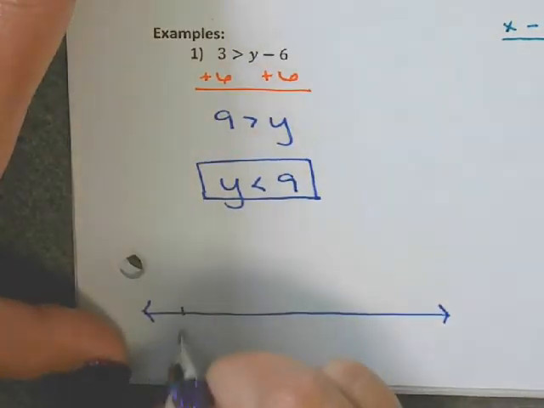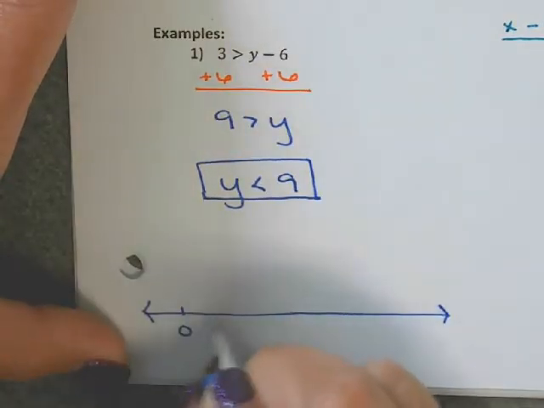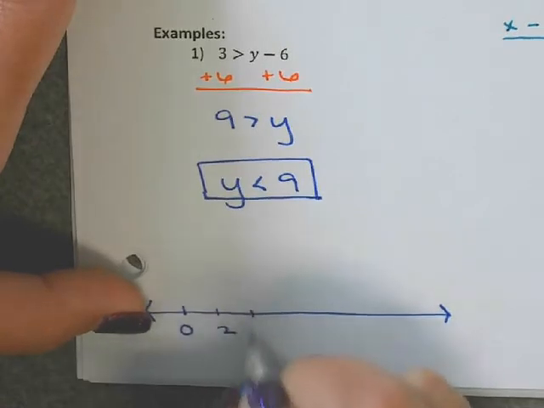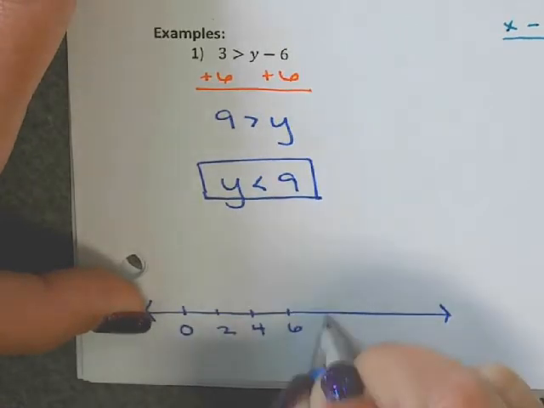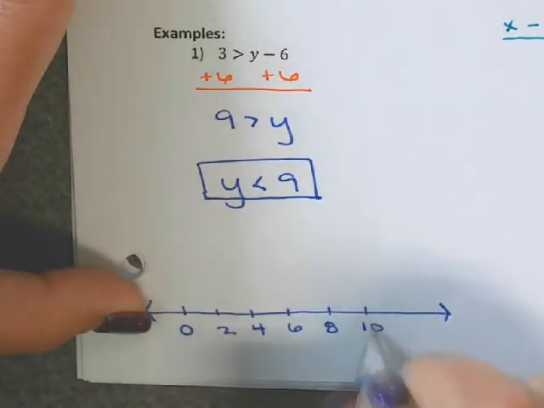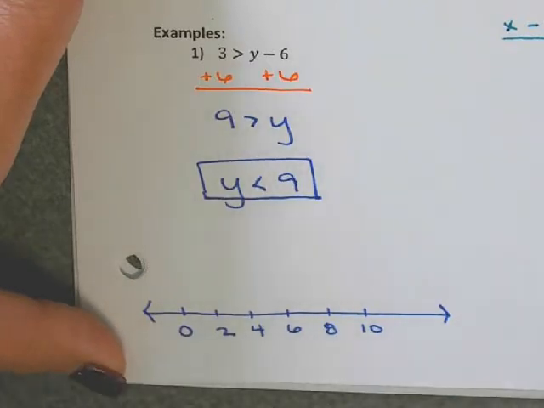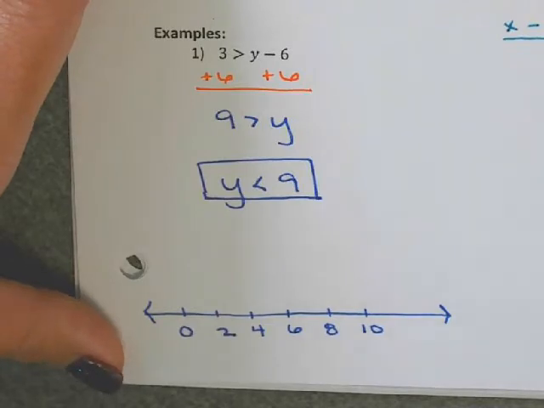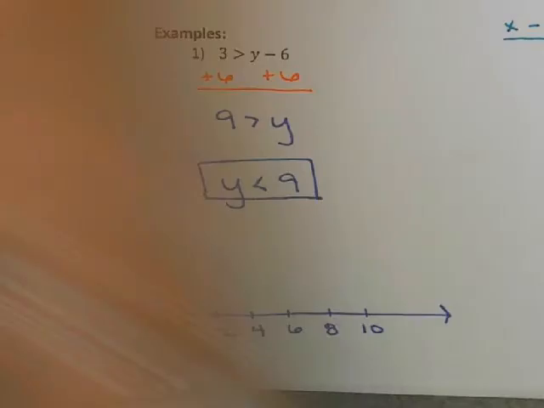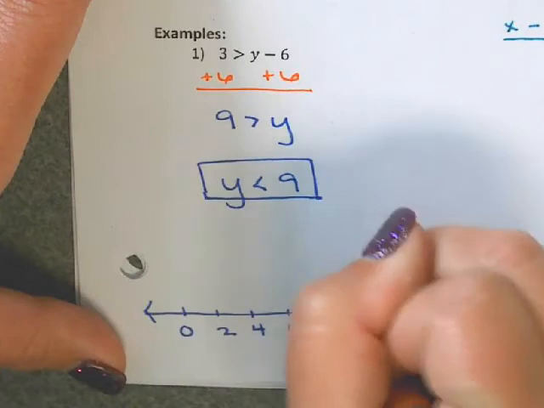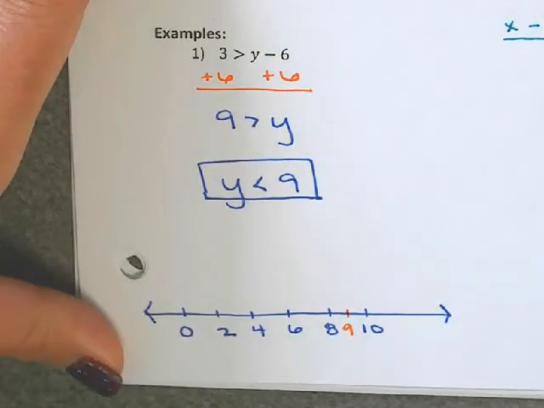So in this case, I'd probably do 0 and maybe put like 2, 4, 6, 8, 10. 9 is right in between 8 and 10. You could have gone up by 1s if you want, but that would have been a lot more dashes that I would have had to draw in there, so I didn't really feel like doing that. So 9 is going to be right here. I'll write it in on just that one.